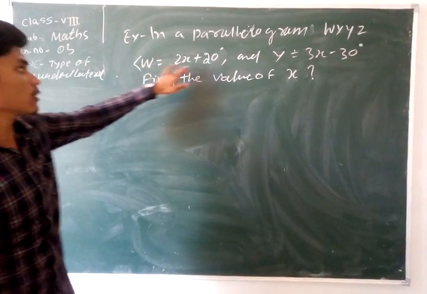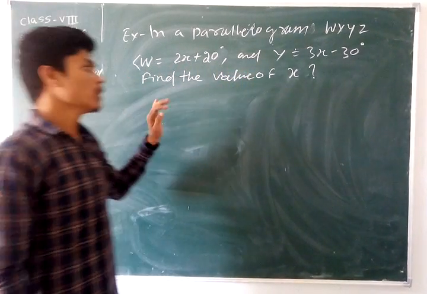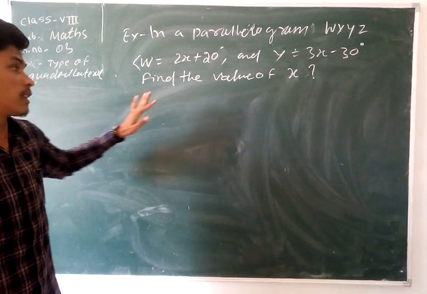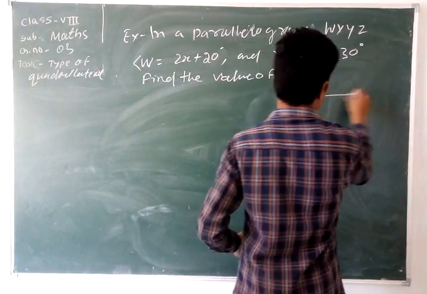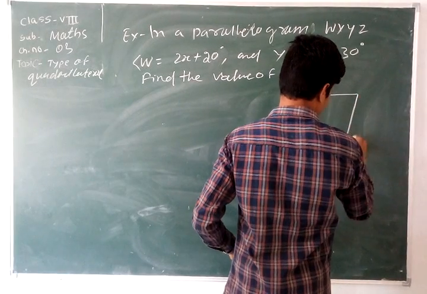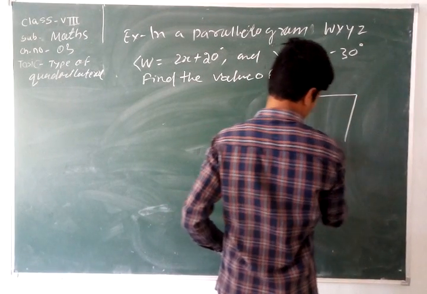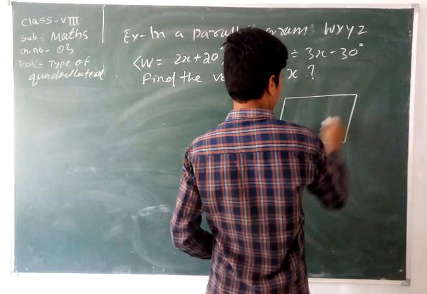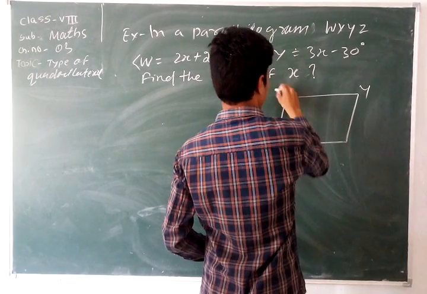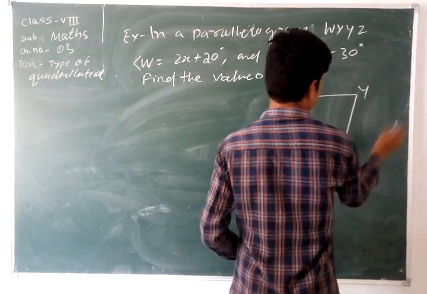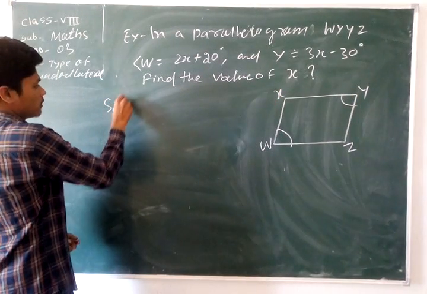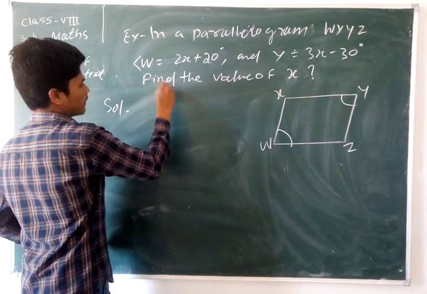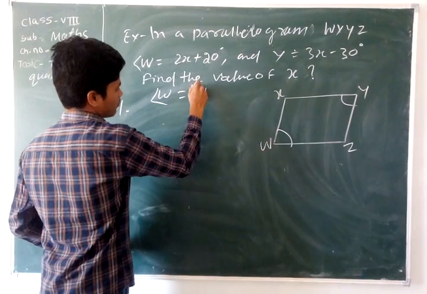Now an example: in a parallelogram WXYZ, W equal to 2x plus 20 and Y equal to 3x minus 30. Then find the value of x. How do we find it? We know that in a parallelogram opposite angles are equal. Solution: angle W equal to angle Y.